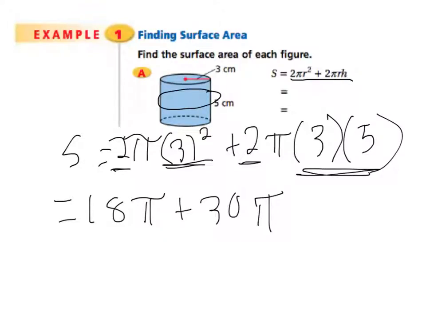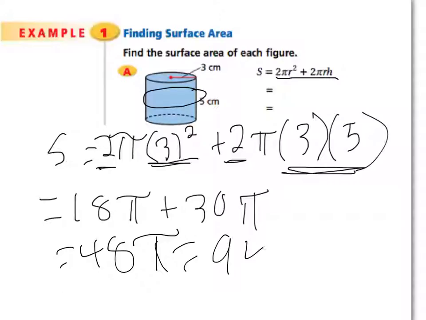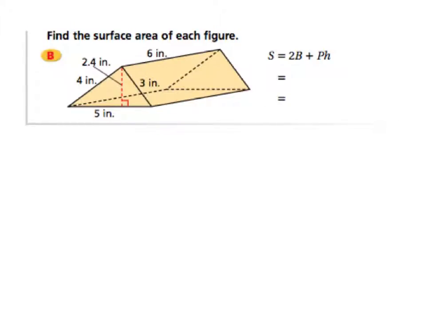Next, we can add 18 plus 30 to get 48 pi, and that's going to round to about 94.2 units squared. Okay, so it's really important for you guys to know this equation. Write it down, make sure you remember it. Try this next example by yourself.